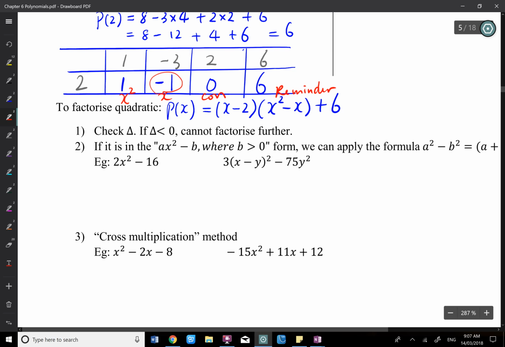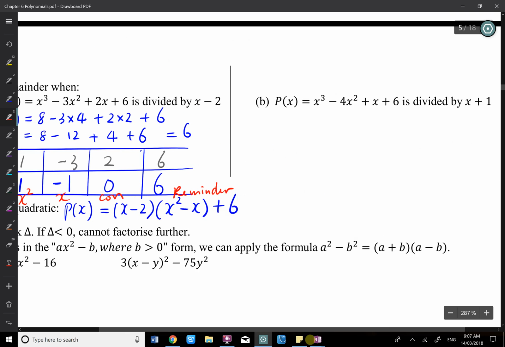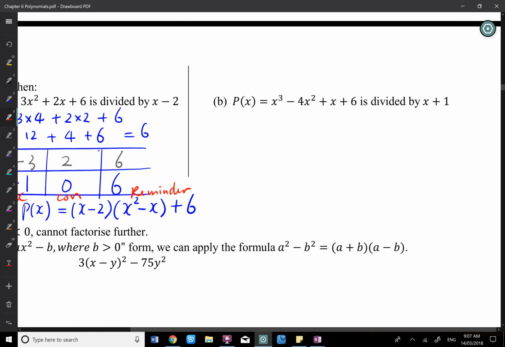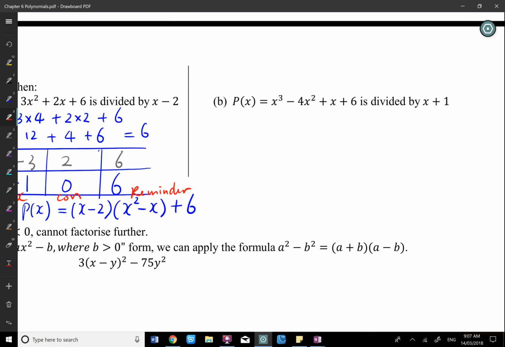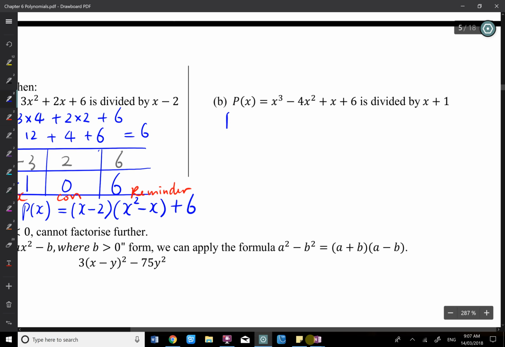That times the number you have at the beginning, and add the next row, next column. Okay, next one. Divide by x plus 1, so we will evaluate P(negative 1). So it's negative 1 minus 4 minus 1 plus 6. You get a 0 here.